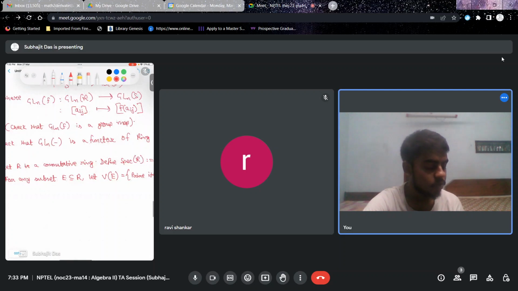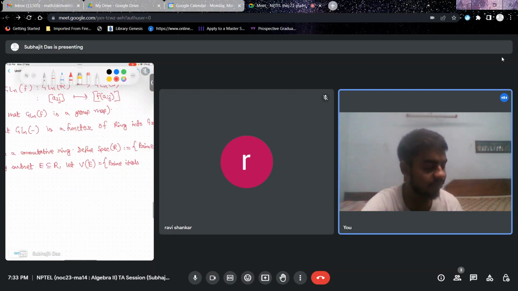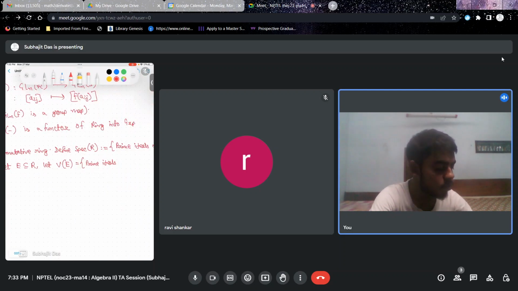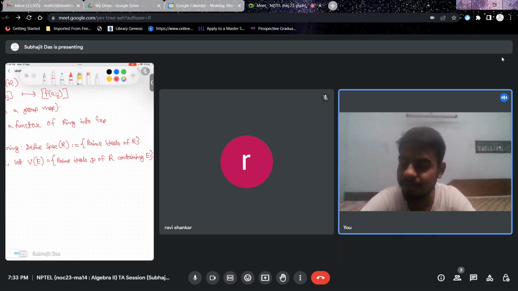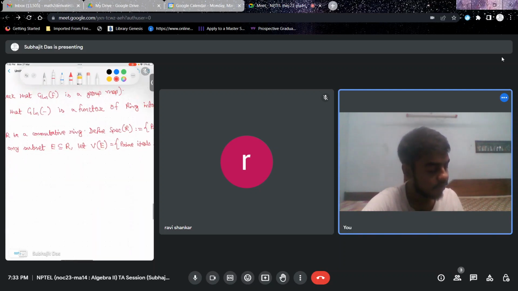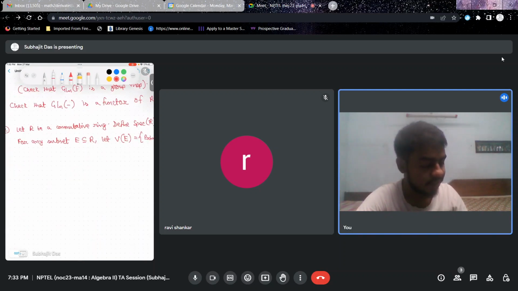So for any subset E of R, we define V of E to be all those prime ideals P of R containing E. You take any subset E of R and you define V of E to be the set of all prime ideals P which contain E. Now this is a very simple exercise that I am leaving for you to check.